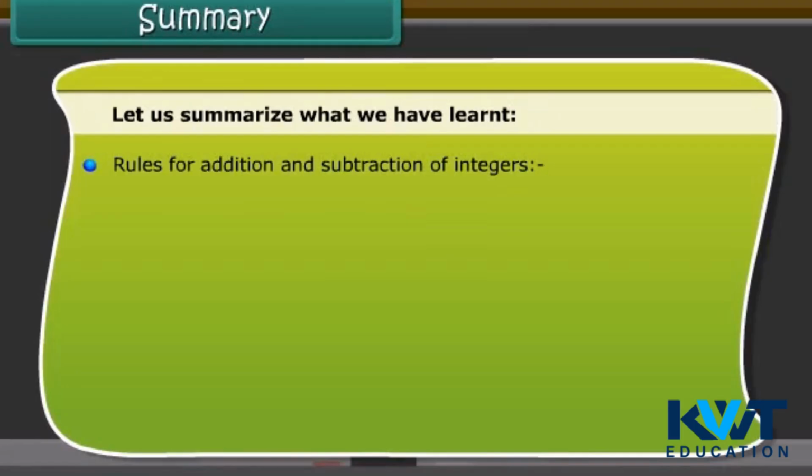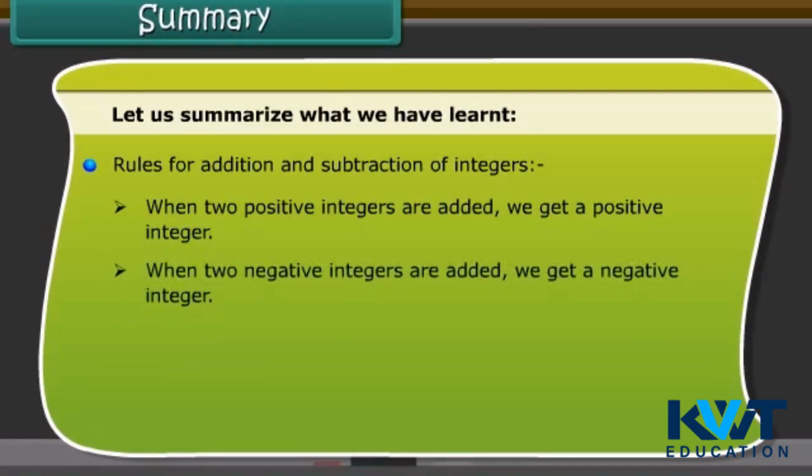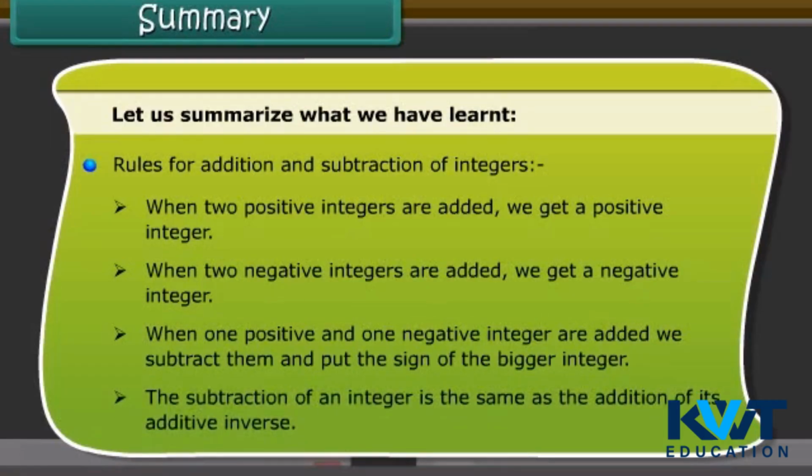Rules for addition and subtraction of integers. 1. When two positive integers are added, we get a positive integer. When two negative integers are added, we get a negative integer. When one positive and one negative integer are added, we subtract them and put the sign of the bigger integer. The subtraction of an integer is the same as the addition of its additive inverse.